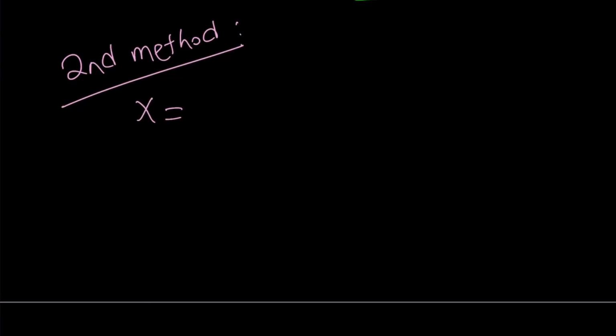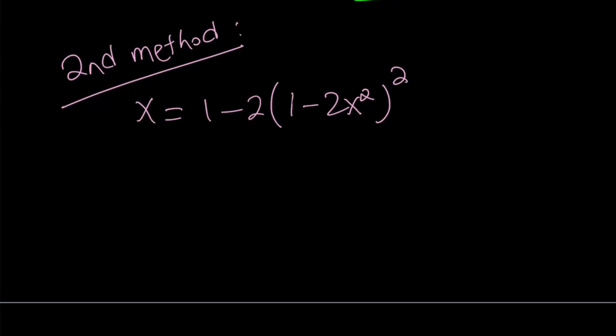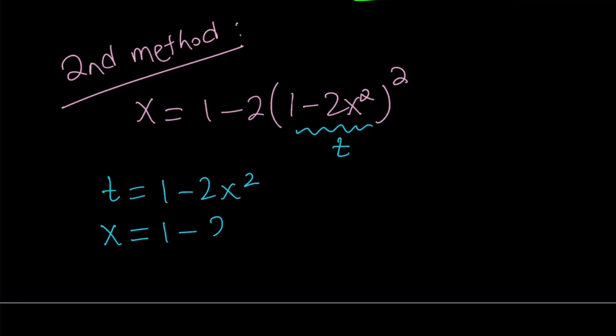For my second method, let me rewrite my equation. Okay, so I'm going to use substitution here. I notice that if I replace 1 minus 2x squared with another variable, let's call that t, then I get 1 minus 2t squared, which looks like 1 minus 2x squared. So it's an interesting situation where you make a substitution and then you get something similar in structure. So our assumption tells us that t equals 1 minus 2x squared, but that also implies that x equals 1 minus 2t squared.